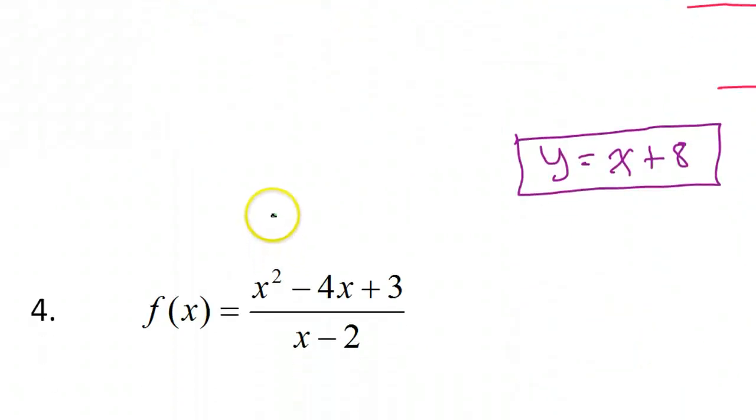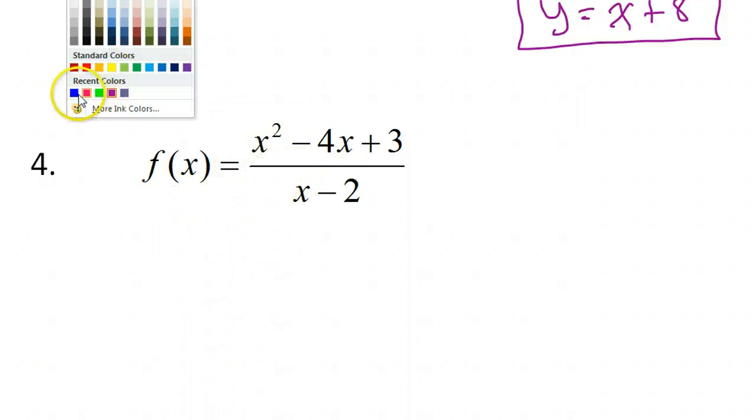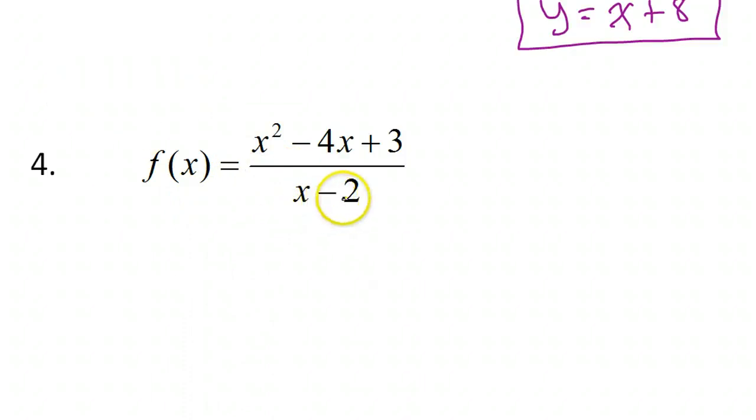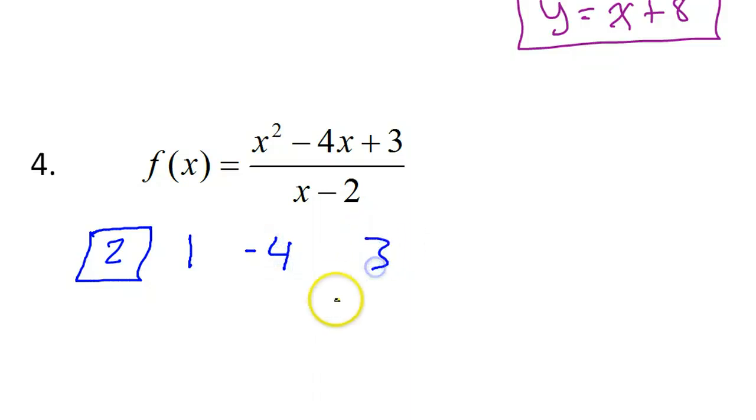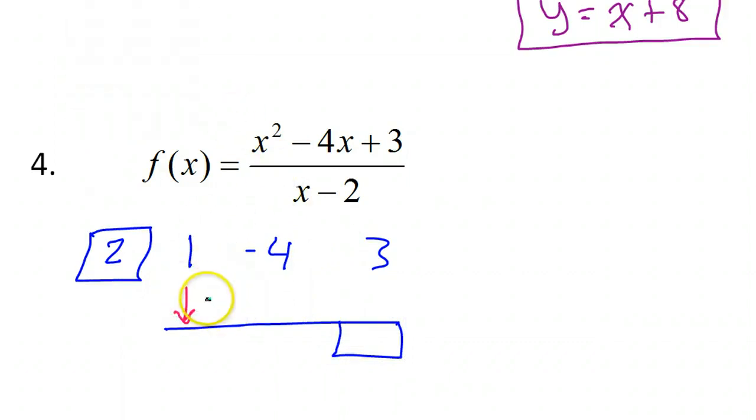Alright, let's keep going. How about number 4? I love these ones that are linear binomials because for those we can use synthetic. Let's go synthetic. So x minus 2, if I set that equal to 0, I'd get positive 2. So that's what goes in the little box. Coefficients are 1, negative 4, and 3. This is how we do it. This is going to come down.